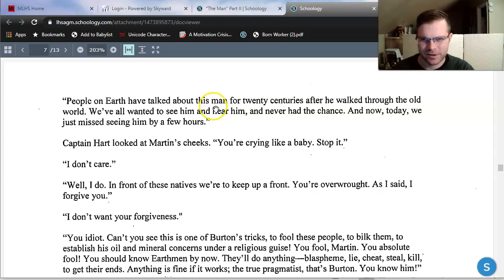Check this paragraph too. People on Earth have talked about this man for 20 centuries. That's 2,000 years. So 2,000 years ago would have been 20 A.D., right before Christ's ministry. After we walk through the old world, that would be the Middle East. We've all wanted to see and hear him, never had the chance. Now today we just missed him.